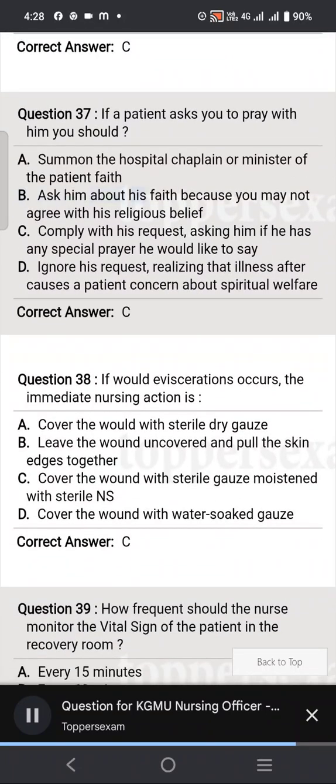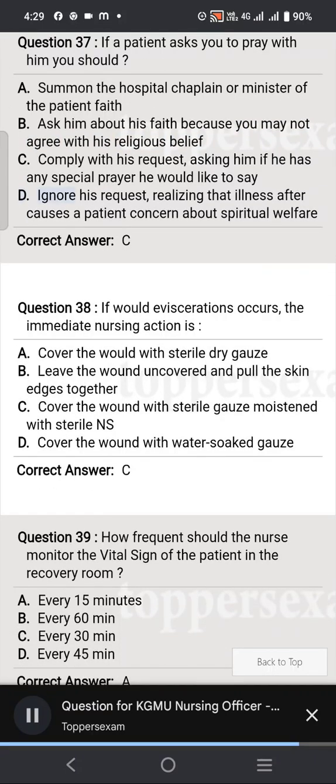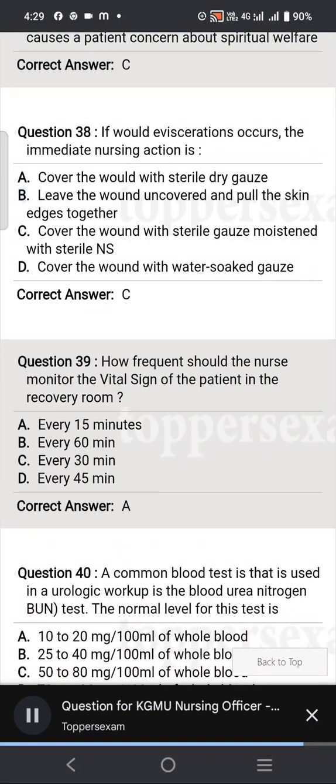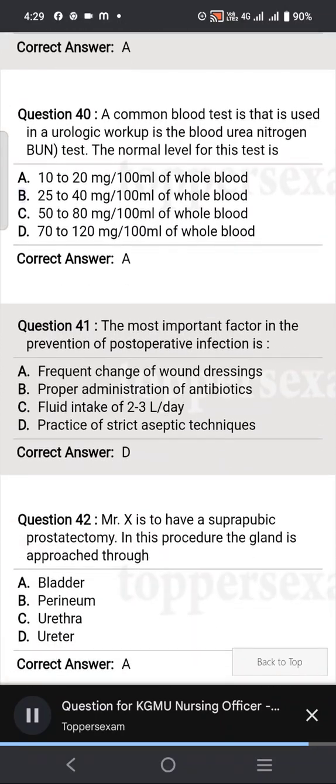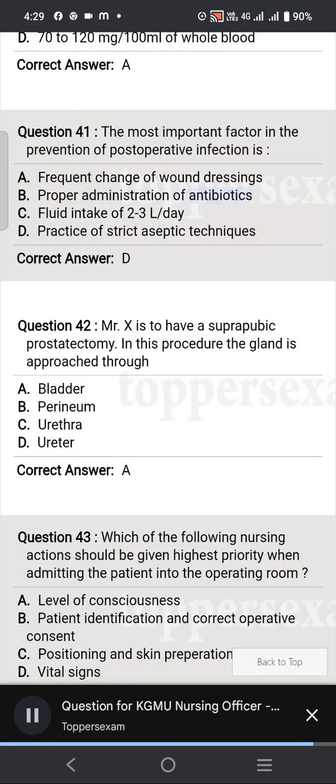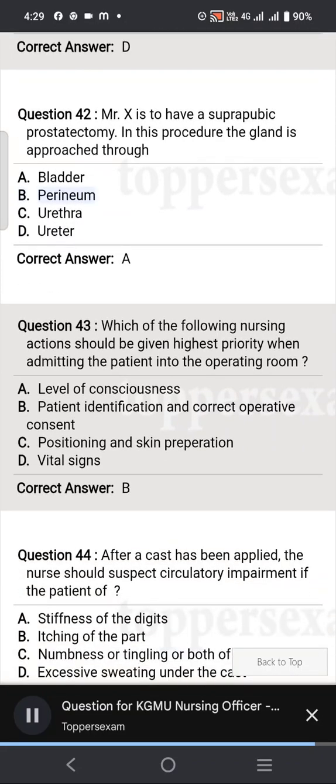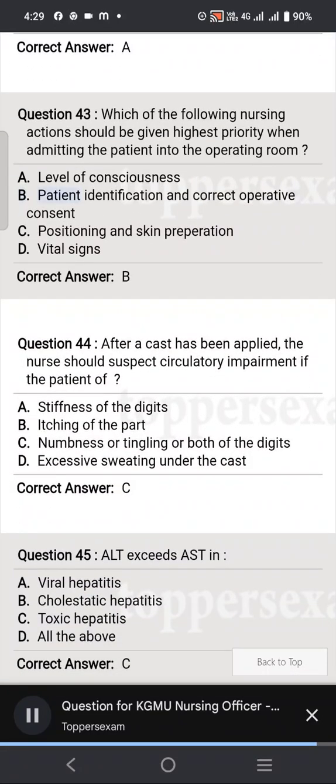B. Ask him about his faith because you may not agree with his religious belief. D. Ignore his request, realizing that illness often causes a patient concern about spiritual welfare. B. Leave the wound uncovered and pull the skin edges together. B. Every 60 minutes. B. 25 to 40 milligrams, 100 milliliters of whole blood. B. Proper administration of antibiotics. B. Perineum. B. Patient identification and correct operative consent.